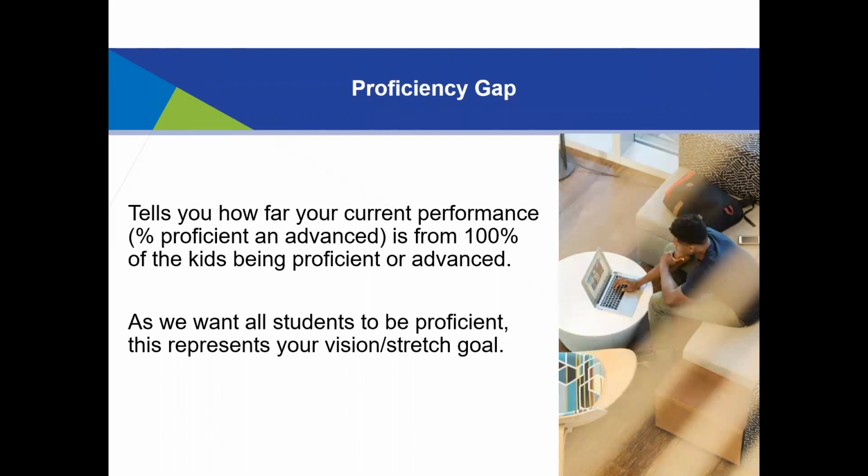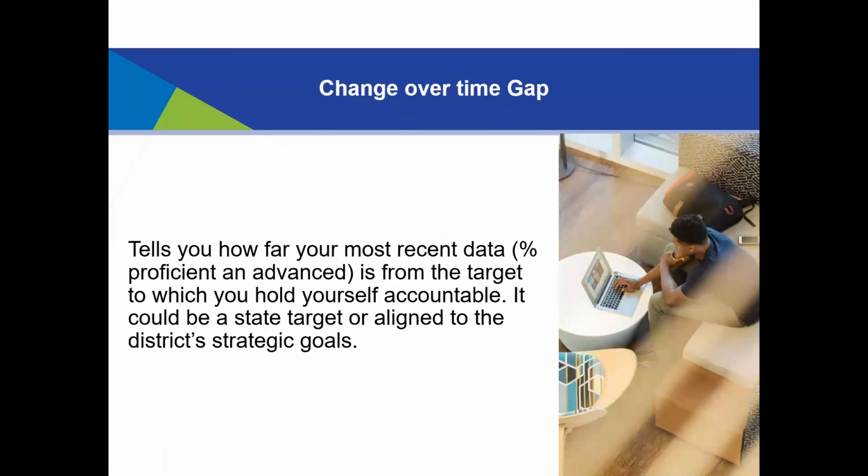It's critically important. And it's also important that for your communication to your publics, they know that you clearly do have a focus on meeting the needs of all children. And then the third gap is referred to as a change over time gap. It tells you how far your most recent data, and you could use percent proficient and advanced, is from the target to which you hold yourself accountable. It could be a state target or aligned again to the district's strategic goals. What kind of change are you making over time toward that target?